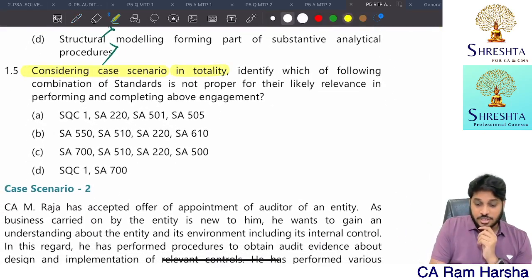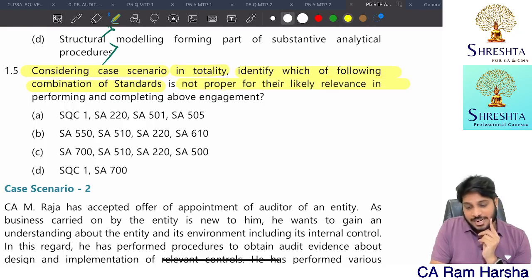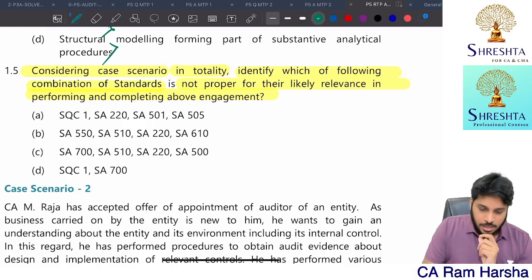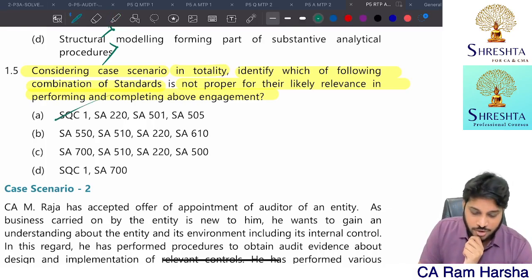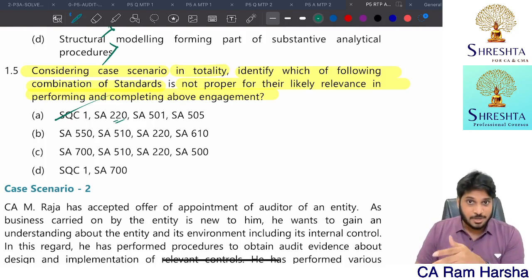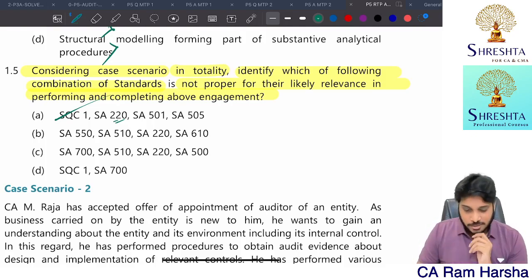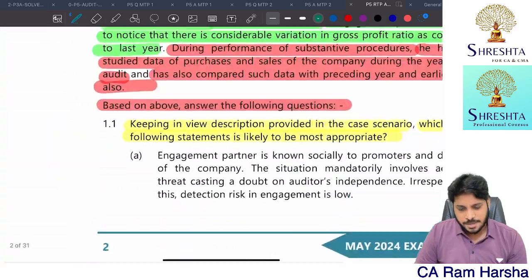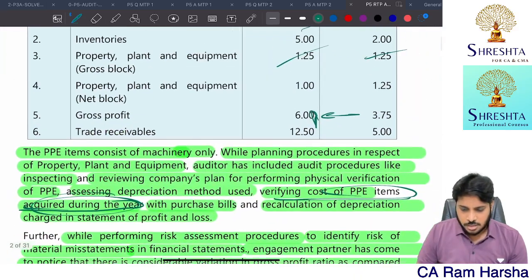Considering the case scenario in totality, meaning the entire case, keep in mind, identify which of the following combination of standards is not proper for their likely relevance. In the above case, which of the following standards are not proper? SQC 1, of course, important in every audit. 220, first time he is accepting the audit, acceptance and continuance of client is important. 501, inventory. Is the company having inventory in this question? Inventory, yes. So these two are relevant.